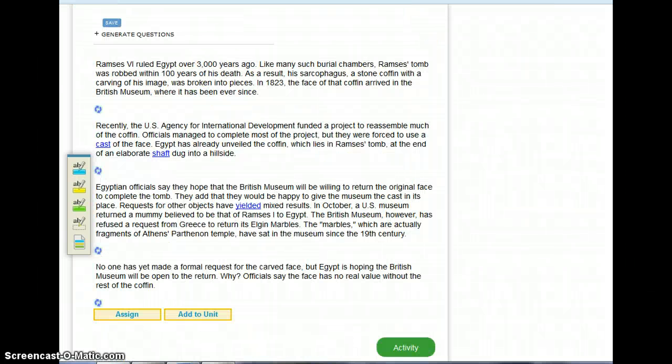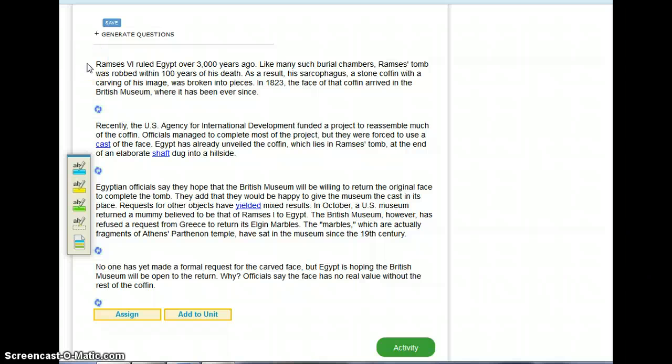For the second paragraph, I will do the same thing. First, I must read the paragraph in its entirety. Ramses VI ruled Egypt over 3,000 years ago. Like many such burial chambers, Ramses' tomb was robbed within 100 years of his death. As a result, his sarcophagus, a stone coffin with a carving of his image, was broken into pieces. In 1823, the face of that coffin arrived in the British Museum, where it has been ever since.